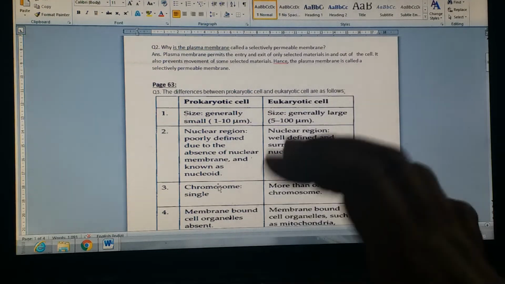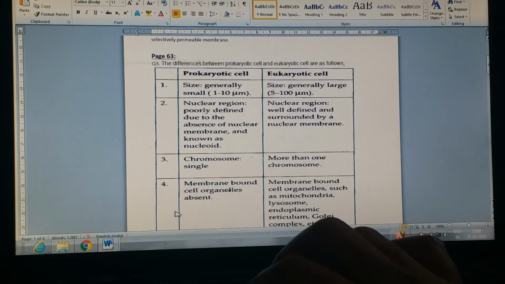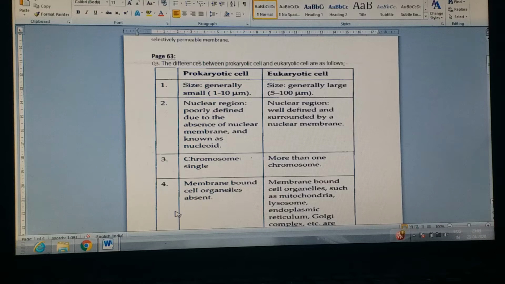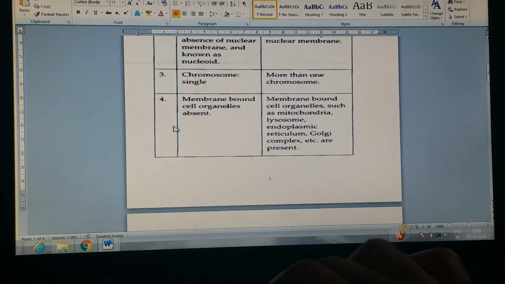In a prokaryotic cell, there is only a single chromosome, while in eukaryotic cells there may be many chromosomes. And in prokaryotic cells, membrane bound cell organelles are absent, whereas in eukaryotic cells so many membrane bound cell organelles are present, such as mitochondria, lysosome, endoplasmic reticulum, Golgi apparatus. They all are present in eukaryotic cells.